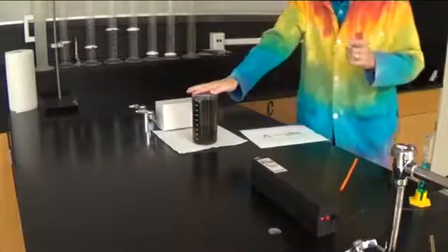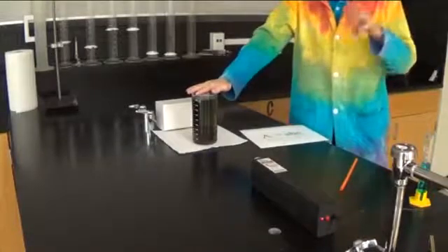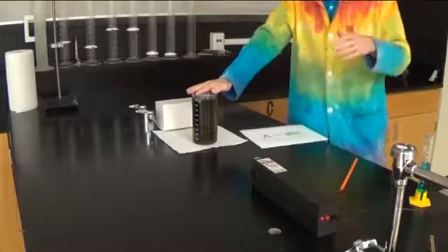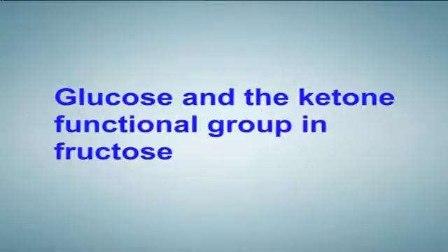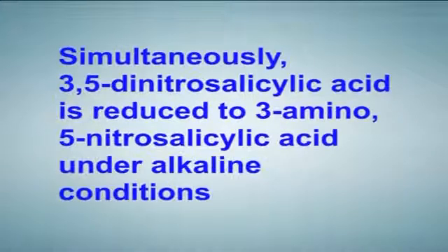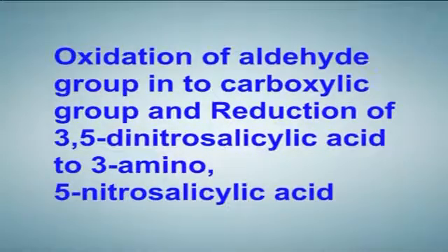This involves the oxidation of the aldehyde functional group present in, for example, glucose, and ketone functional groups in fructose. Simultaneously, 3,5-dinitrosalicylic acid is reduced to 3-amino-5-nitrosalicylic acid under alkaline conditions. Oxidation of the aldehyde group into a carboxylic group and reduction of 3,5-dinitrosalicylic acid to 3-amino-5-nitrosalicylic acid.